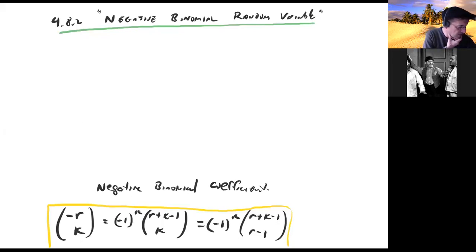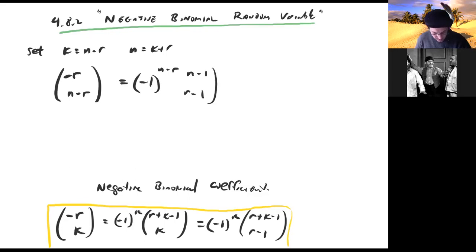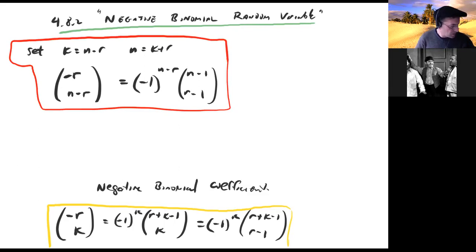Okay, and there's another way to write all of this, and that's going to be useful for us. Let's set k equal to n minus r. In other words, n equals k plus r. And let's rewrite this expression in the following way. It's going to be minus r choose n minus r, since k is n minus r, on the left side of the equation in the box. And then we have minus 1 to the k, which is n minus r, times r plus k minus 1, which is n minus 1, choose r minus 1. So this is another way to write it. I'm going to put that in a box. Okay. So these are both useful ways of expressing the negative binomial coefficient.